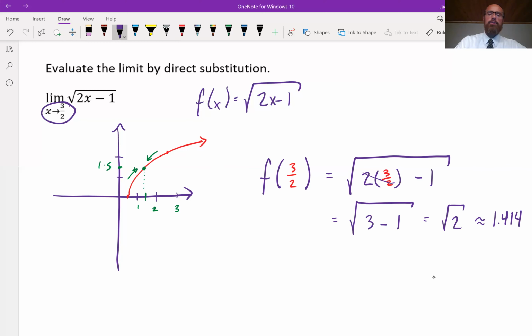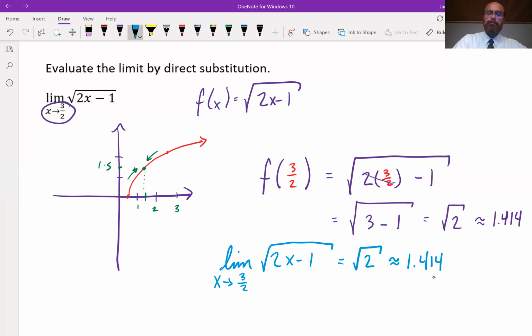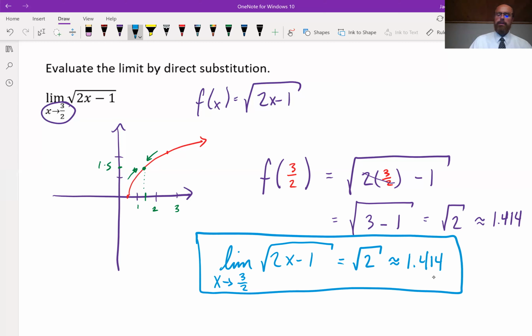So we'll finalize our response here though. So the limit as x approaches 3/2 of the function square root of 2x minus 1 equals the square root of 2, which is roughly 1.414. And that, again, that's our answer. The graph is there just to support the idea of what the limit is asking for. What is the y value as x approaches that number under the limit?